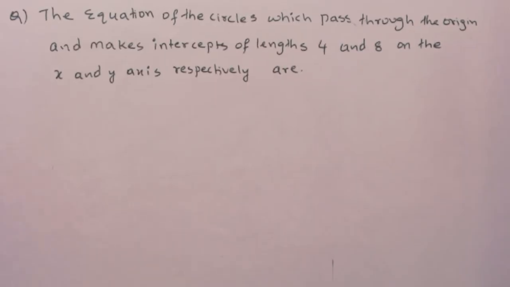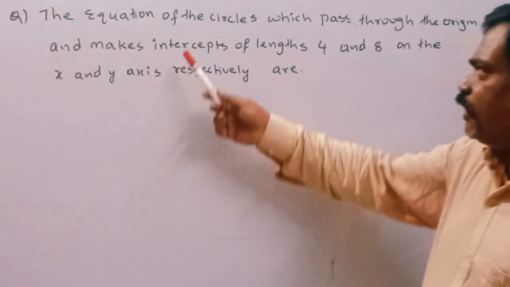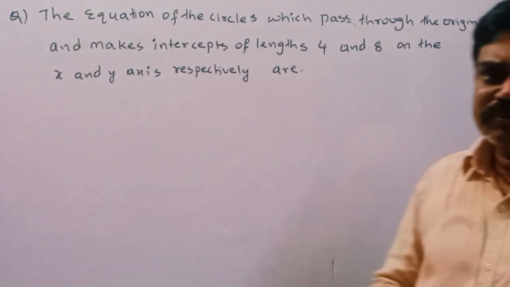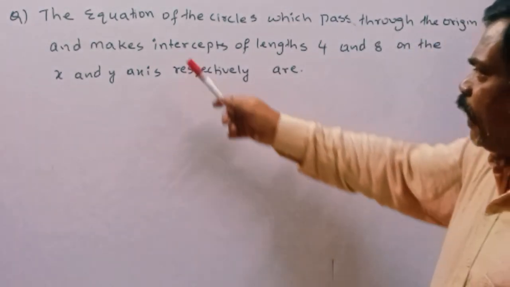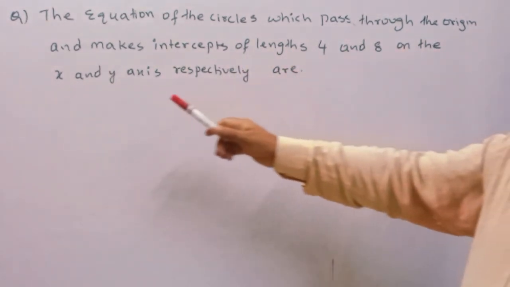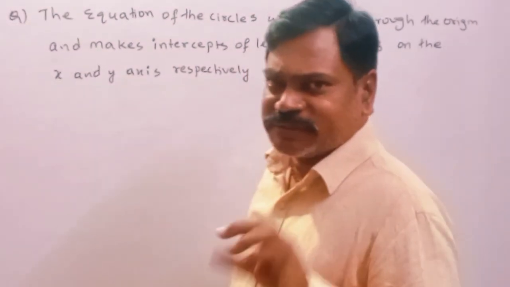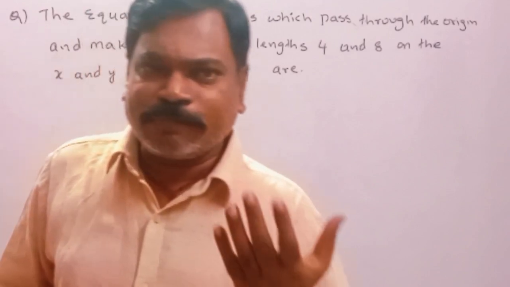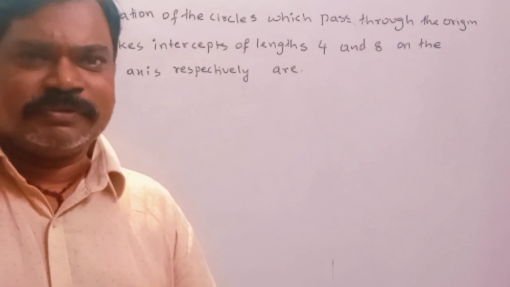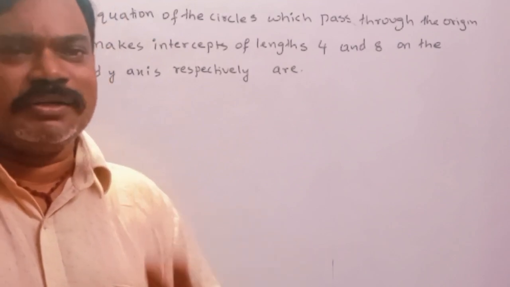Here we have one more problem from circles. Given the equation of the circles which pass through the origin and make intercepts of lengths 4 and 8 on the x and y axis respectively. So here we have to find the circle's equation which passes through the origin and makes x-intercept and y-intercept.